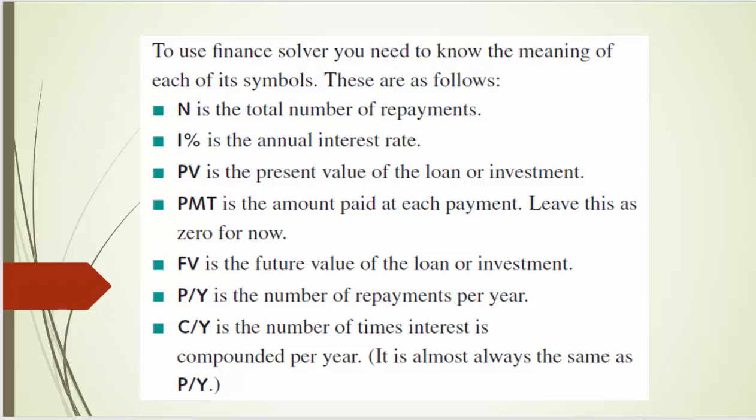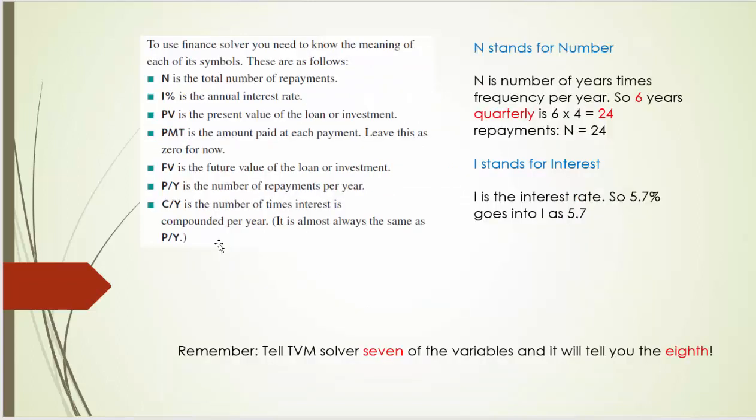You need to know what each of these values is asking for. I'll do them one by one on the next slide. Okay, now N is the number of repayments or number of investment additions, and you find out what N is by multiplying the number of years by the frequency per year. So if you're interested in the value of an investment over 6 years, which has quarterly interest payments added to it, that will be 6 times 4 is 24, and so you put N equals 24.